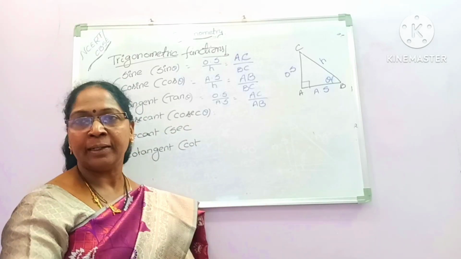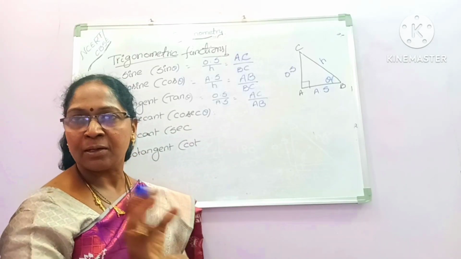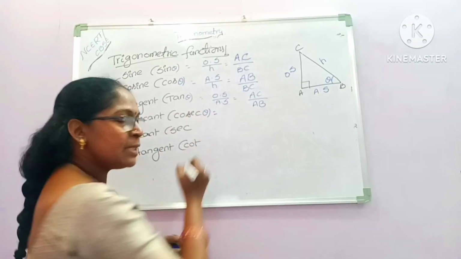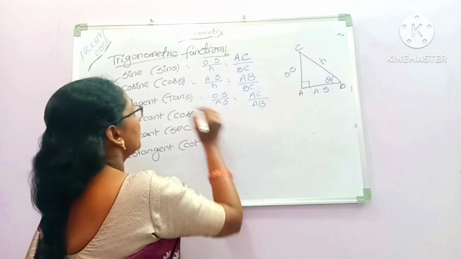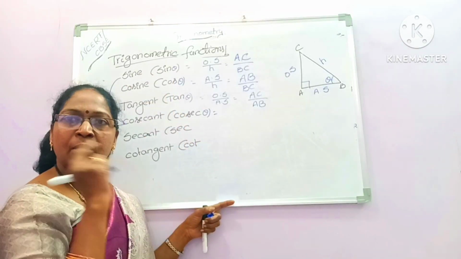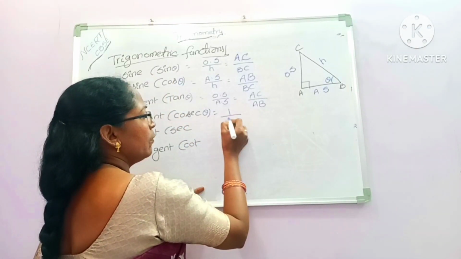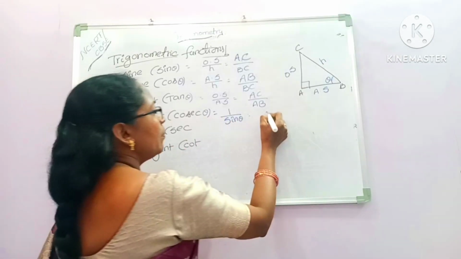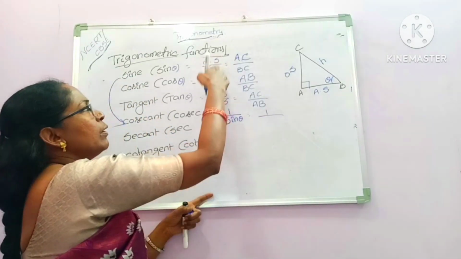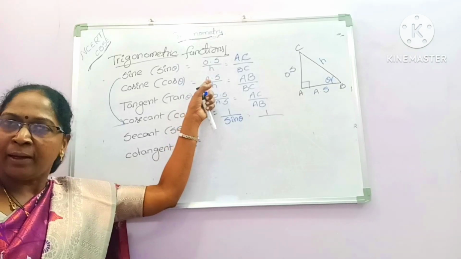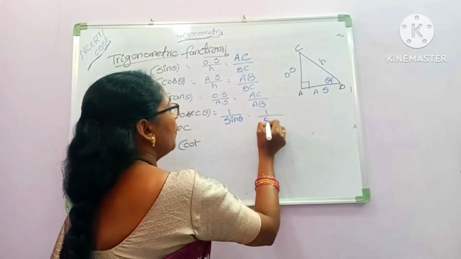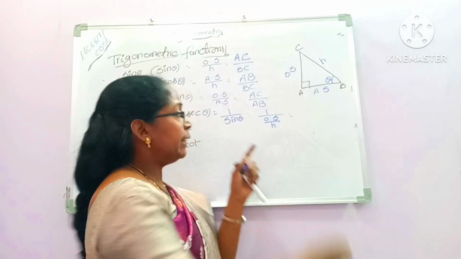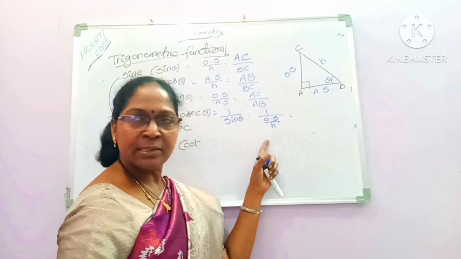But how can you get that value? That also you have to learn here. So cosecant theta is nothing but reciprocal of sine, that equal to 1 by sine theta. Formula already you have: opposite side by hypotenuse. You write here opposite side by hypotenuse. Then here, this is in the numerator and this is in the denominator.